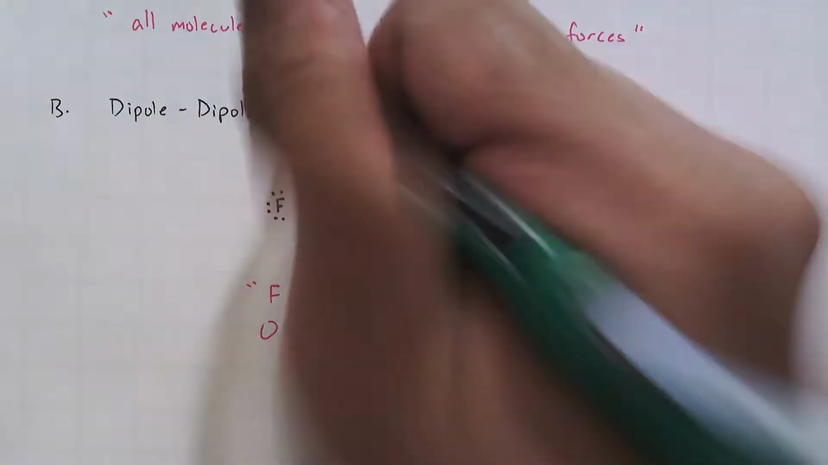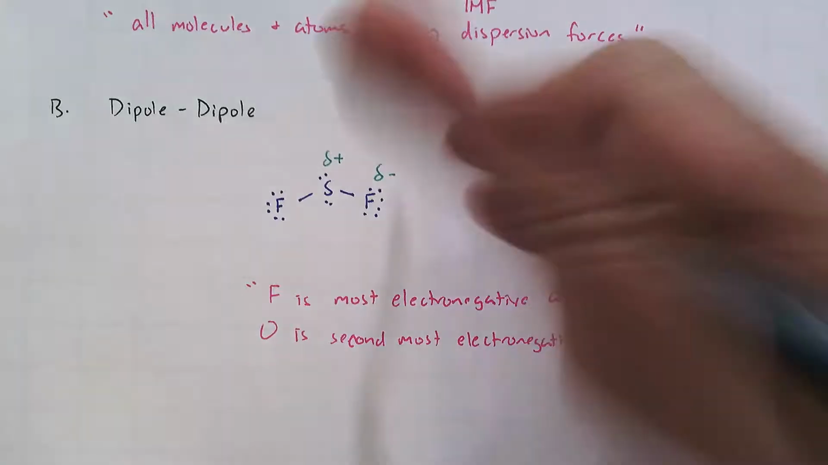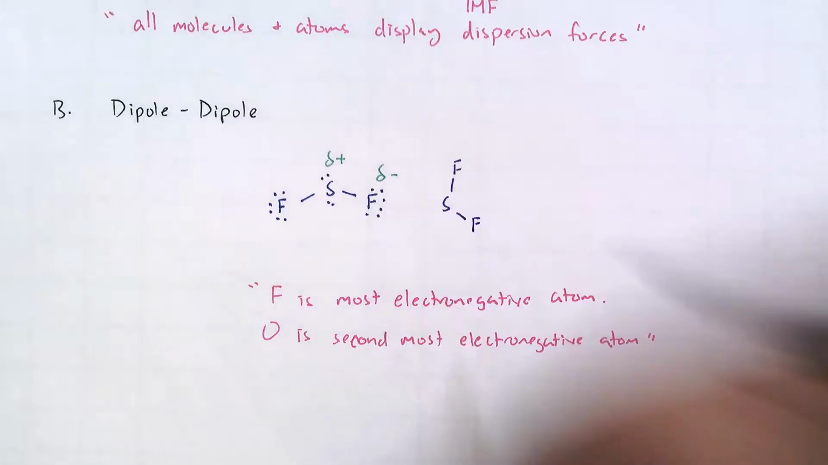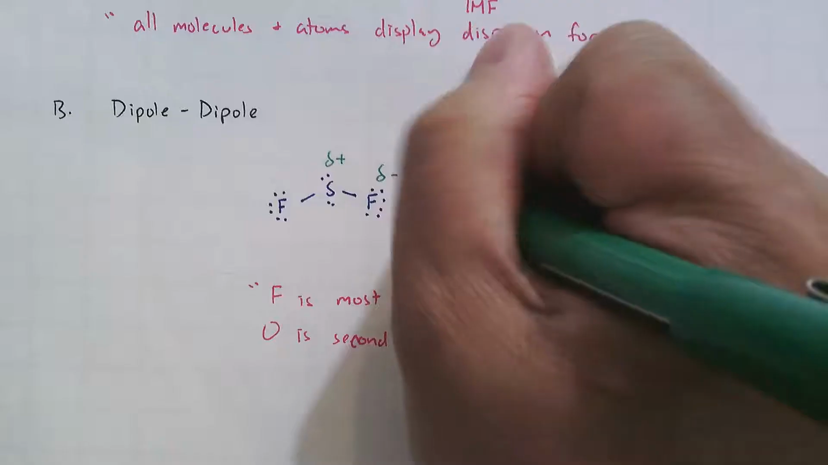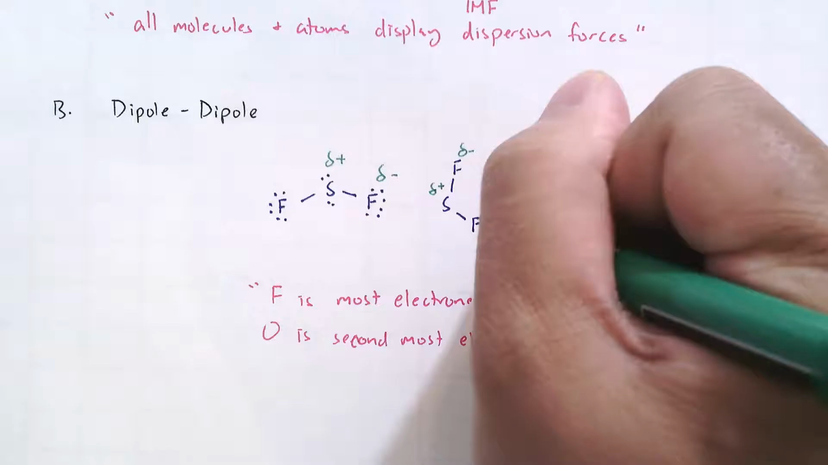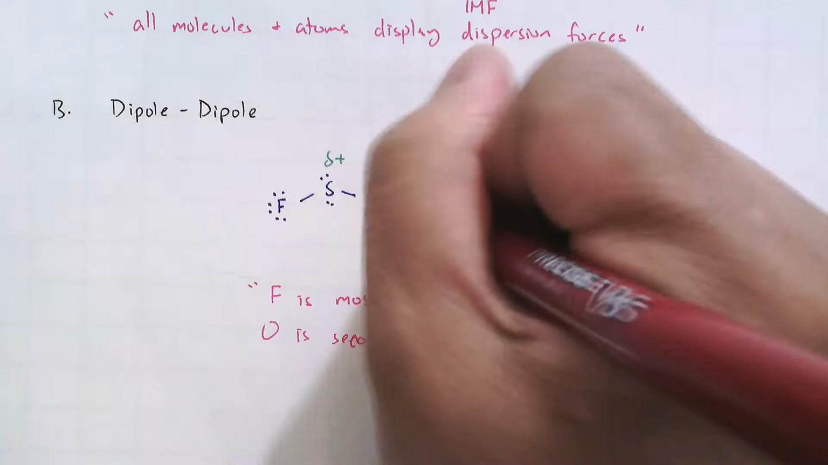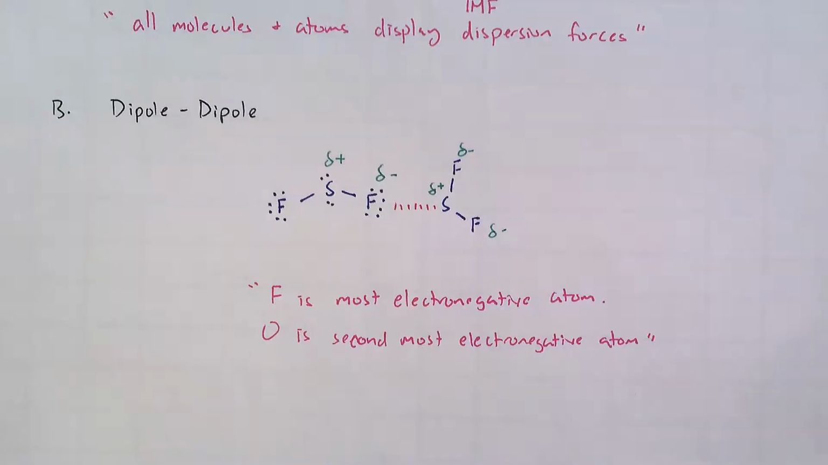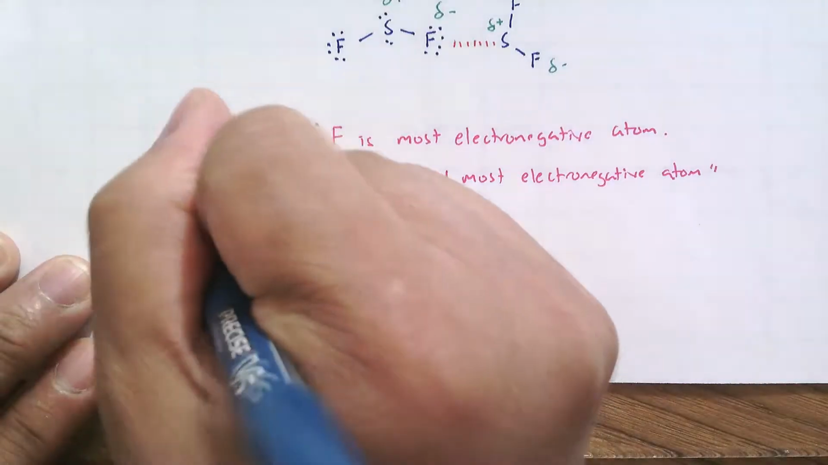These are permanent dipoles, so they're not induced, and we have a neighboring molecule that has a sulfur that is always partial positive. I'm not going to draw the lone pairs in this case. And we have a dipole-dipole interaction. As simple as that.